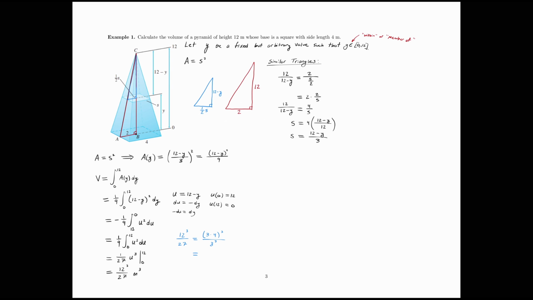So this becomes 3 cubed times 4 cubed over 3 cubed. The 3 cubes cancel. So then this would be whatever 4 cubed is, which I believe is 64. Sounds right. So this would be 64 meters cubed. Okay.